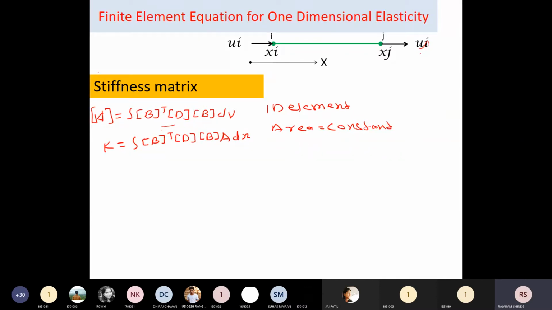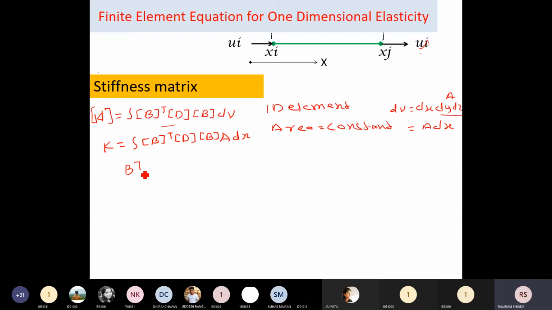Volume dV is equal to dx dy and dz. Okay, it is the product of 3 dimensions. Now out of these 3 dimensions, the product of two dimensions is constant, and this product is A. Therefore you can write dV is equal to A dx. So K will become B transpose D B A dx. Now I will calculate the B.